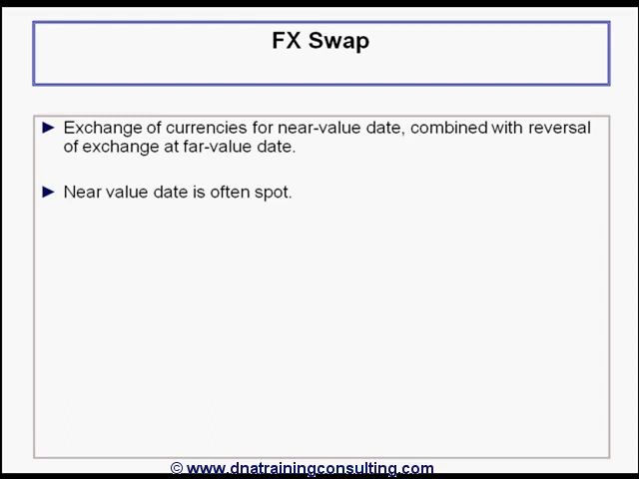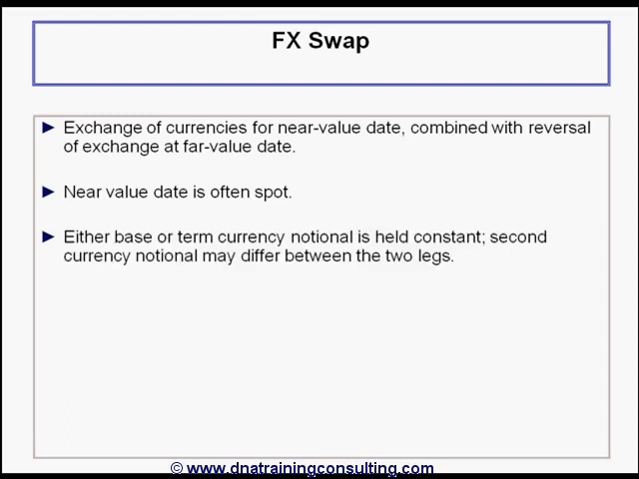In any FX swap, either the base currency or the term currency notional is usually held constant under both legs of the trade, i.e. under the spot and the forward leg, while for the second currency the notional amounts may differ between those two legs. You will soon come to appreciate that the main factor to which the user of an FX swap is exposed is the movements in the yield curves of the two currencies, and particularly movements in the portion of the curves between the near value date and the far value date.